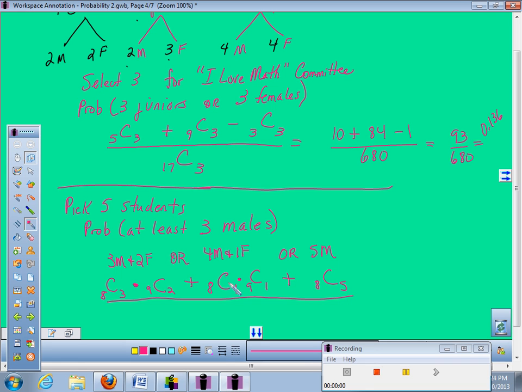Now, is this going to be a doozy to type in your calculator? Yeah. And then last but not least, grand total on the bottom. How many total people? And then think about it. How many people are we actually picking? Pick 5 students. Yeah, that's going to be fun.